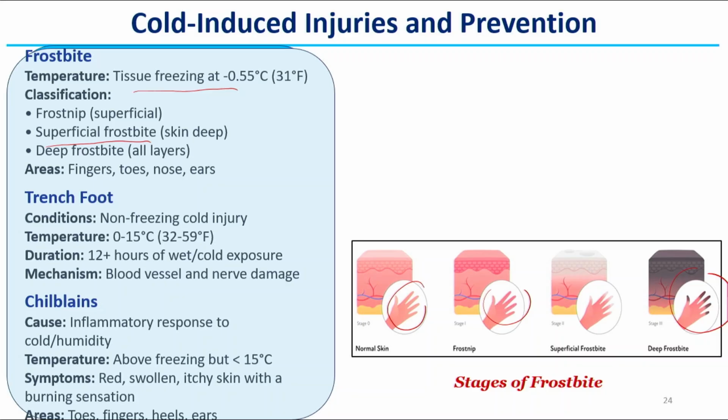The areas affected are basically fingers, toes, nose, and ears, which are typically exposed to the extreme cold environment, where the skin gets damaged. In extreme deep frostbite, all the layers of the skin get damaged, and it needs immediate medical attention.